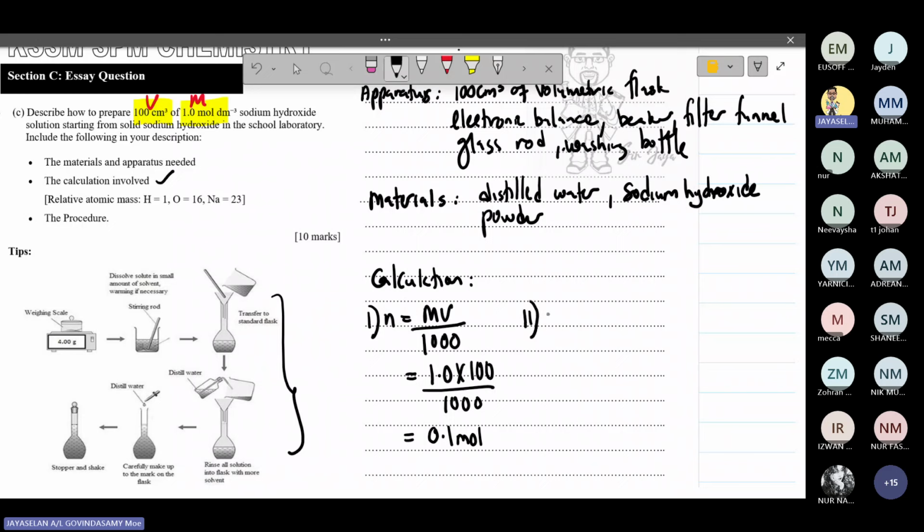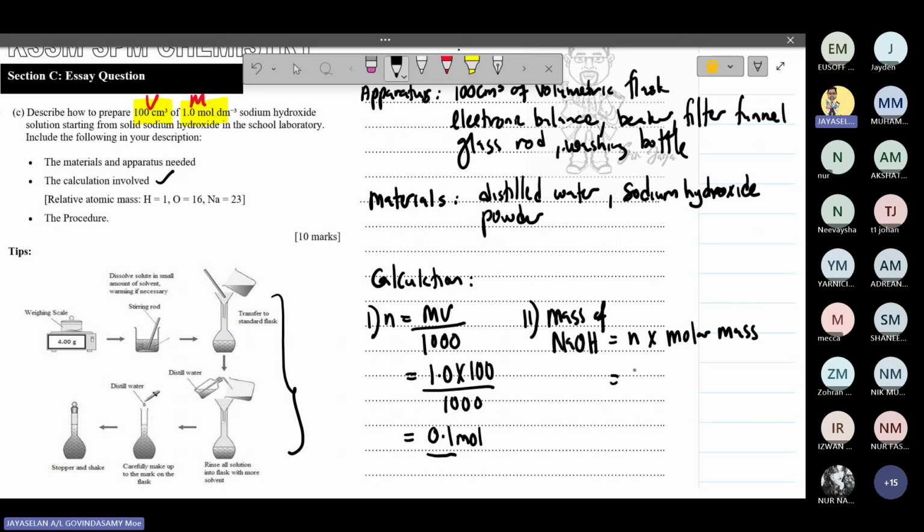Second step, you go for what? Mass of sodium hydroxide. How to find the mass? Okay, number of mole. You take the number of mole times the molar mass of sodium hydroxide.